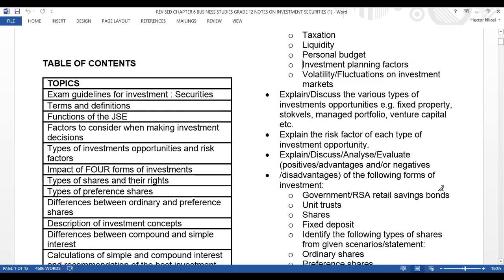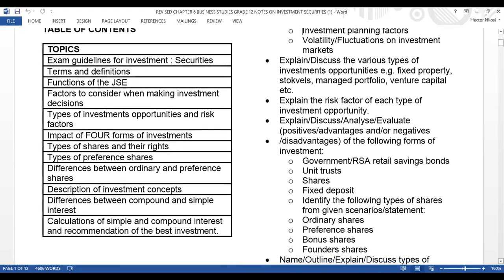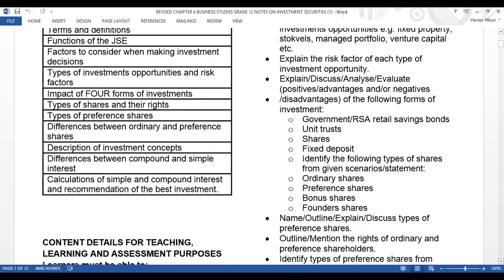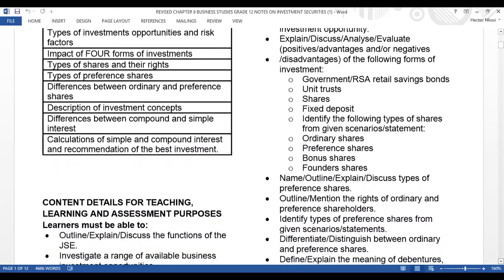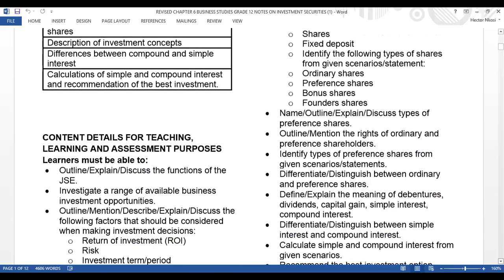your government or RSA retail savings bonds, your unit trust, your shares, your fixed deposit. You must identify the following types of shares from given scenarios or statements: your ordinary shares, your preference shares, your bonus shares, your founder's shares. You need to be able to explain, outline or discuss types of preference shares, mention the rights of ordinary and preference shareholders, and identify types of preference shares from the given scenario. Also, you need to be able to compare ordinary shares and preference shares.